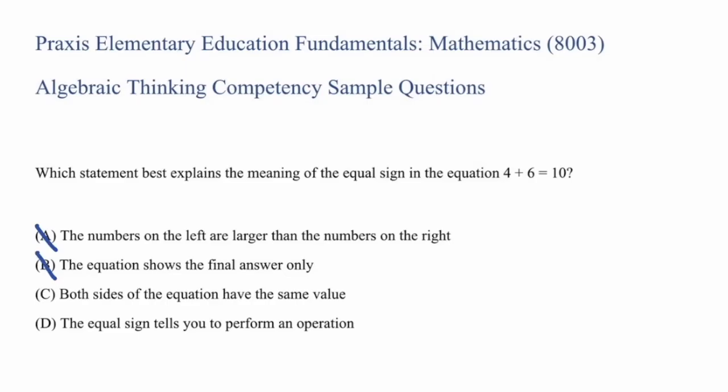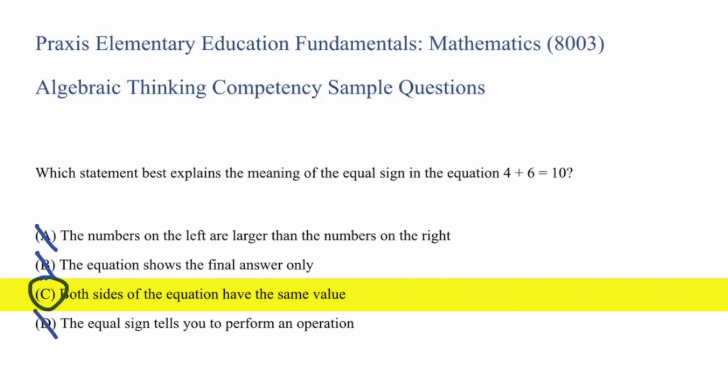C, both sides of the equation have the same value. Yes, that is a similar definition to what we stated before. And then we have D, the equal sign tells you to perform an operation. And that is not true either. So our answer is going to be C.